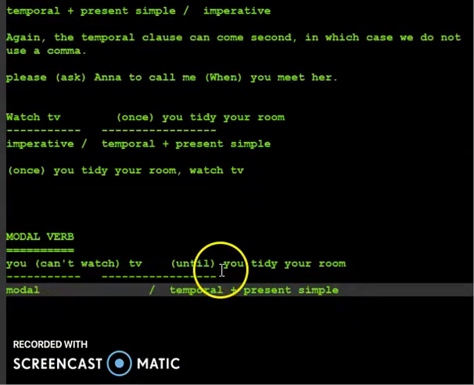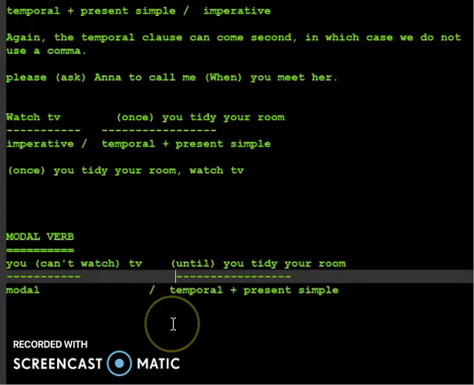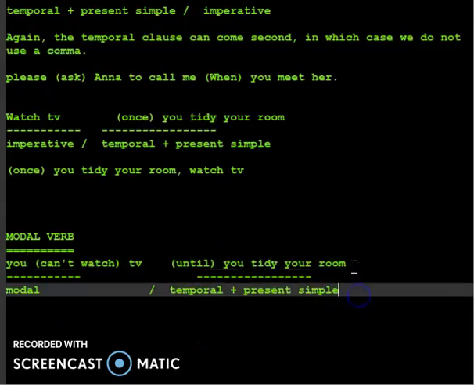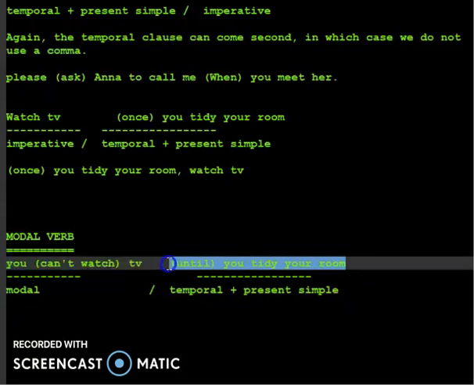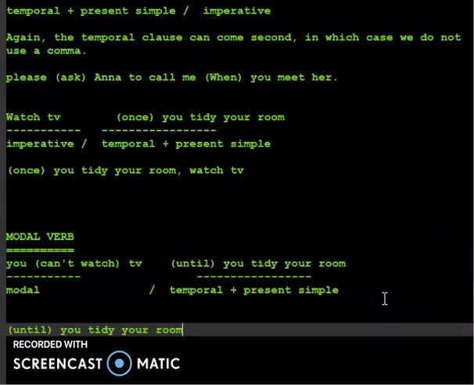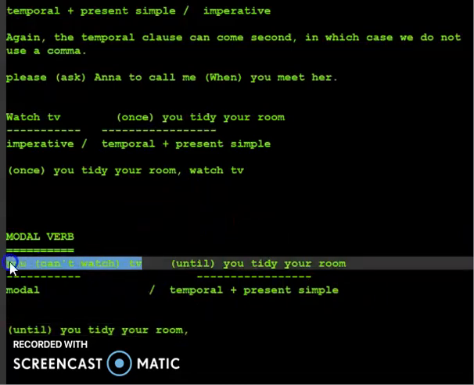So you can't watch TV until you tidy your room, present simple. If we switch it around, we've got until you tidy your room, comma, you can't watch TV.